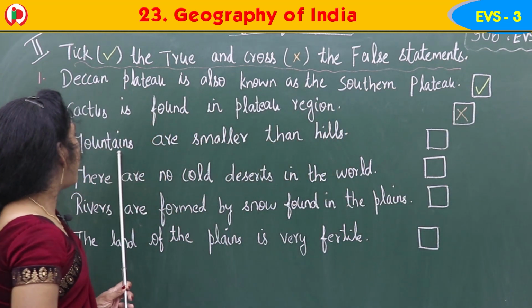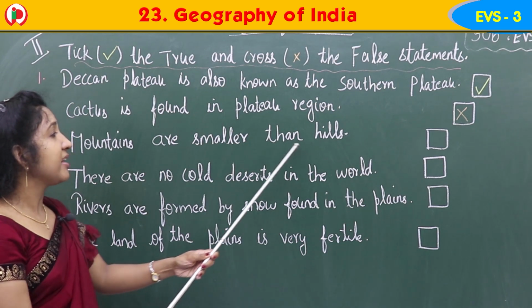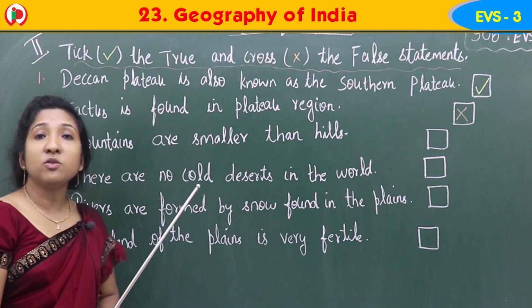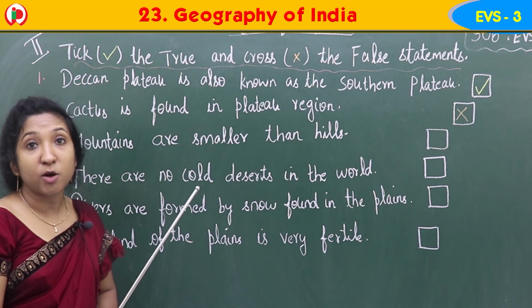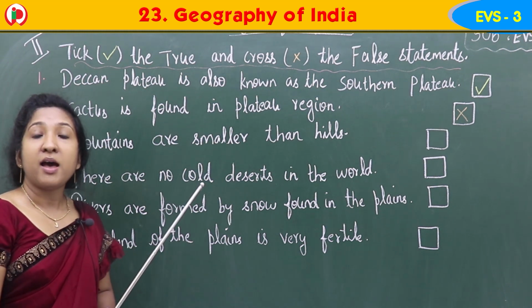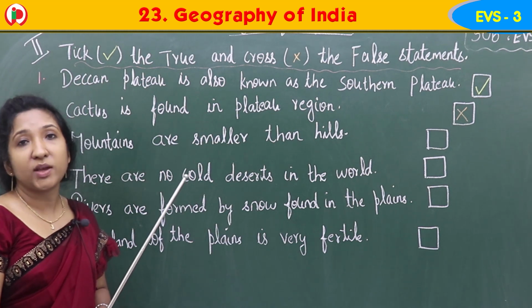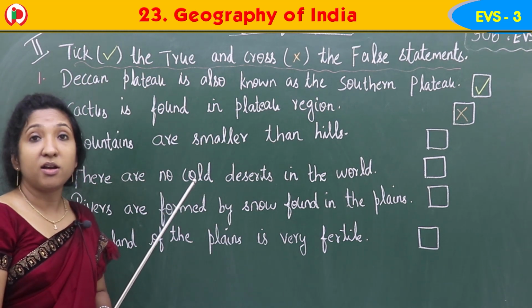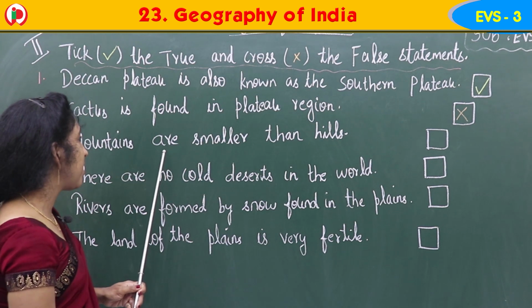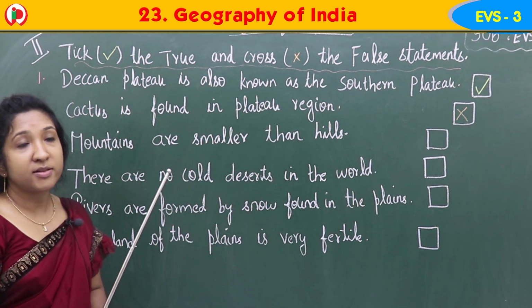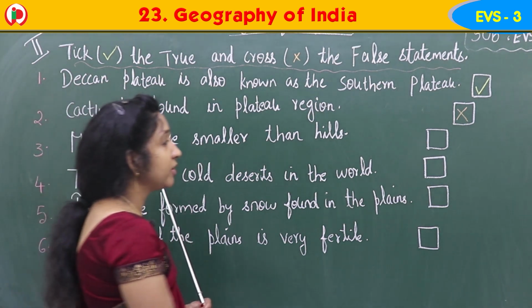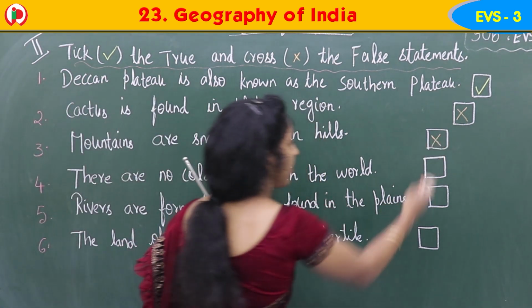Now third, mountains are smaller than hills. Is it true? No, hills are smaller than mountains. Mountains are tall, higher than 600 meters, we learned, isn't it? They are higher, taller than hills. So the given statement, mountains are smaller than hills, is a false statement. So you can put a cross mark in the square box.